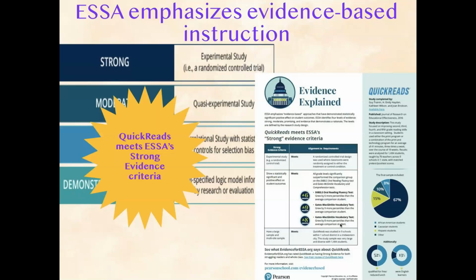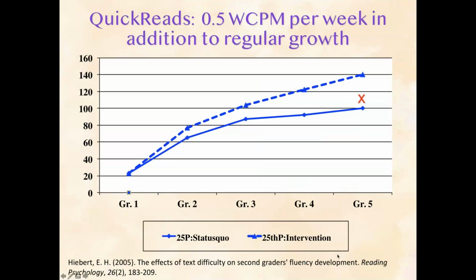And if you want to read more about that and the study that was published in the Journal of Research on Educational Effectiveness, which is a very well-regarded archival journal, you should be able to find that by going to, you see the URL at the bottom, pearsonschool.com/evidence-based.